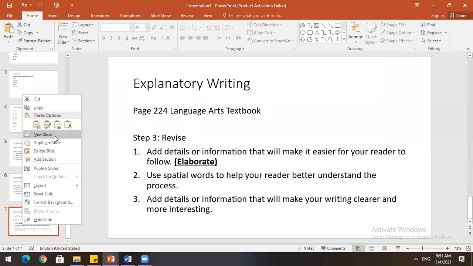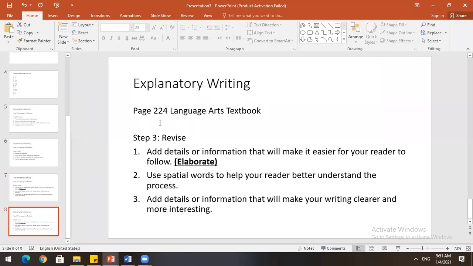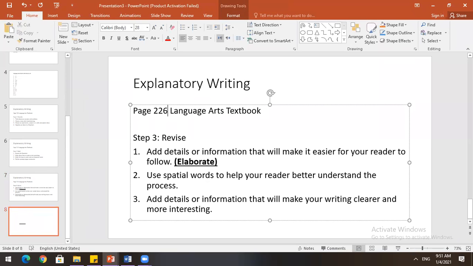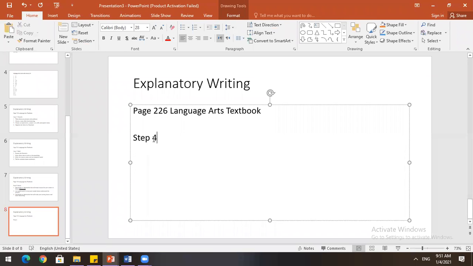All right, so step 4. Proofread. There's another step. There are 2 more steps. We have proofread and publish. Proofread and publish. We have 2 more. Miss, there are so many. Not too many.